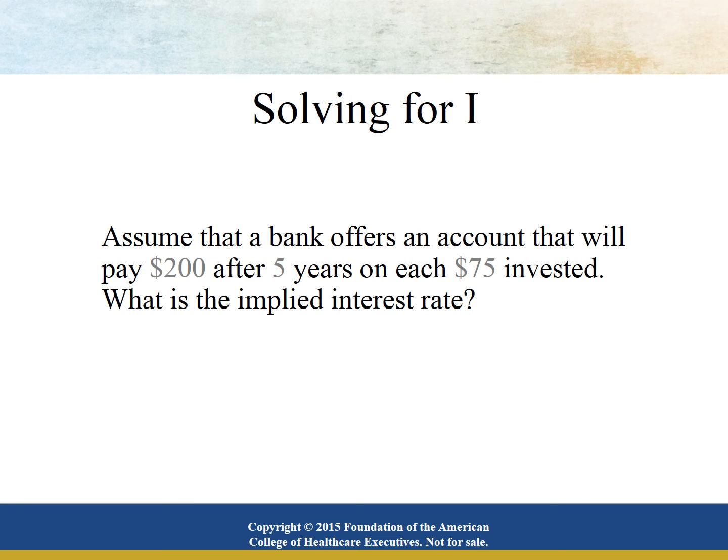All right, solving for interest. Here we go, algebra again. Assume a bank offers an account that will pay $200 after 5 years on each $75 invested. What is the implied interest rate?